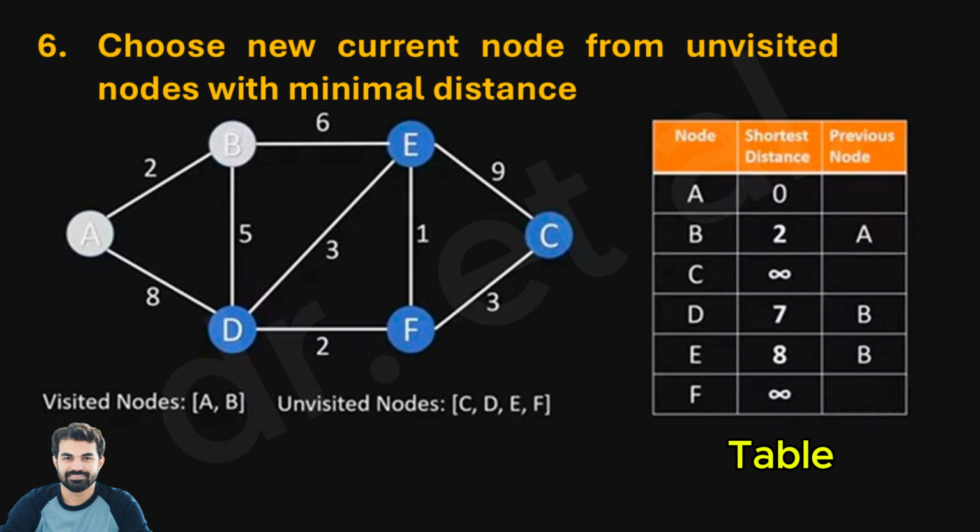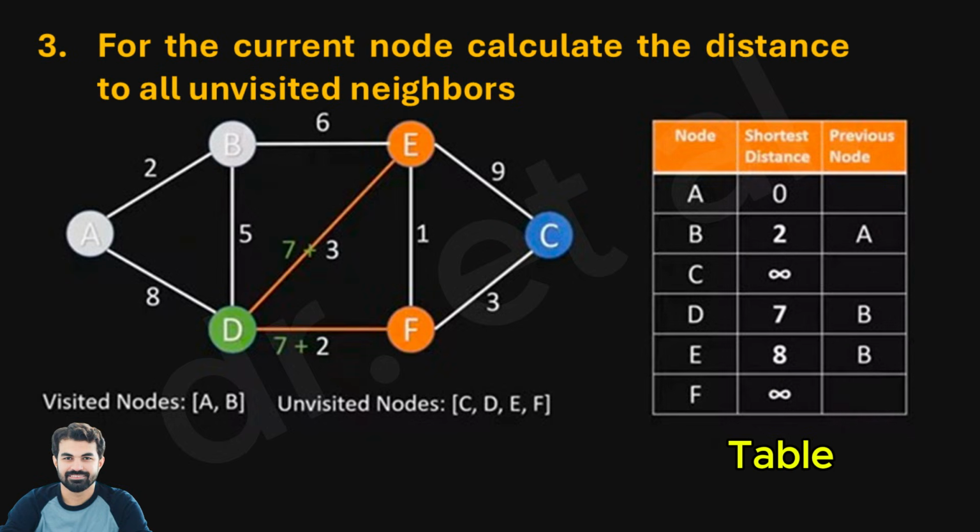First, let's consider node E. The distance from A to E through D is 10, which, since 10 is not smaller than the current distance of 8 in our table, we don't update the distance to E.